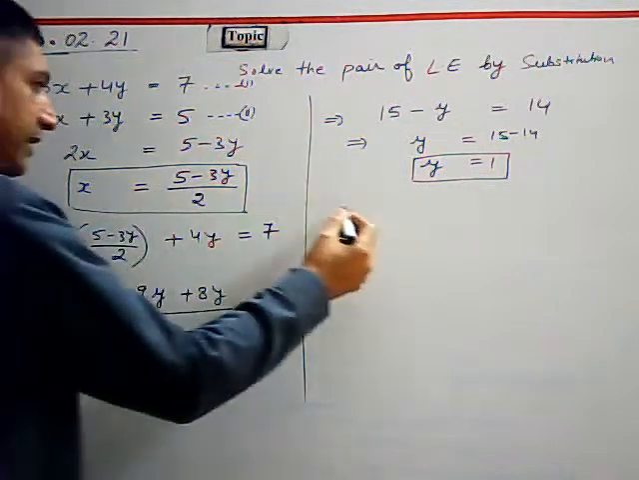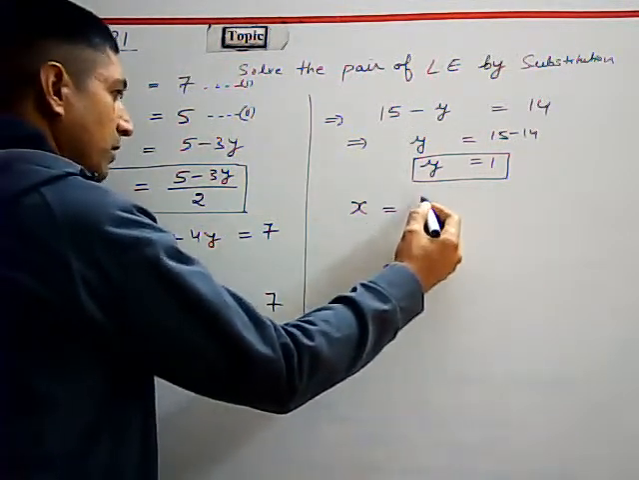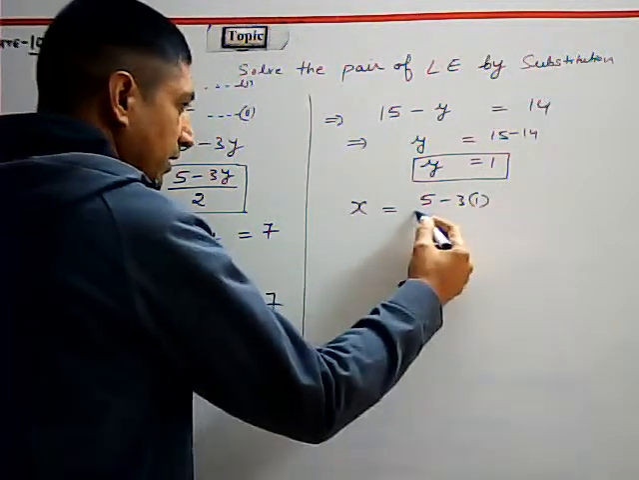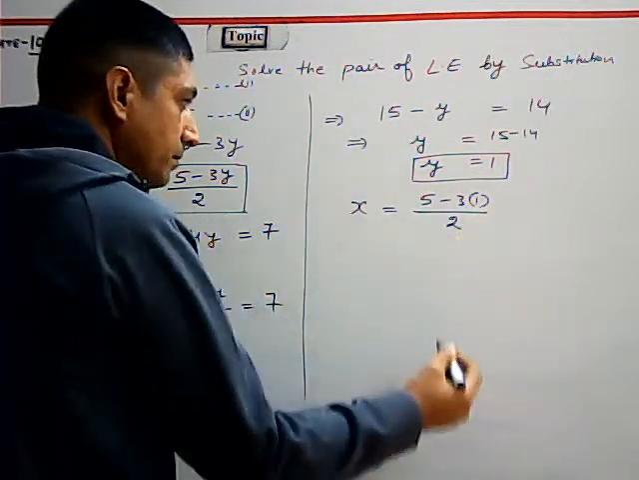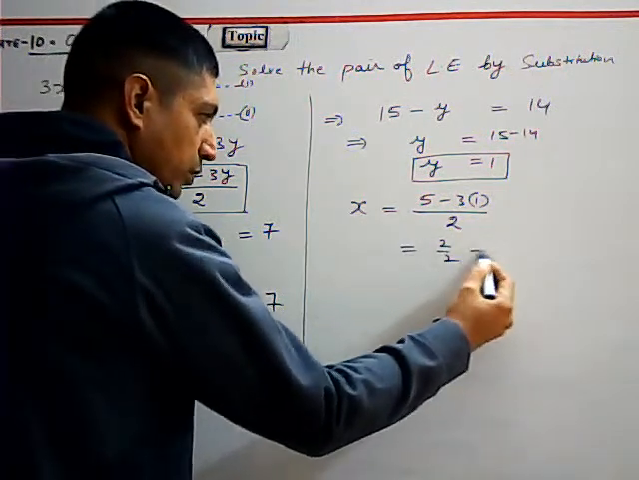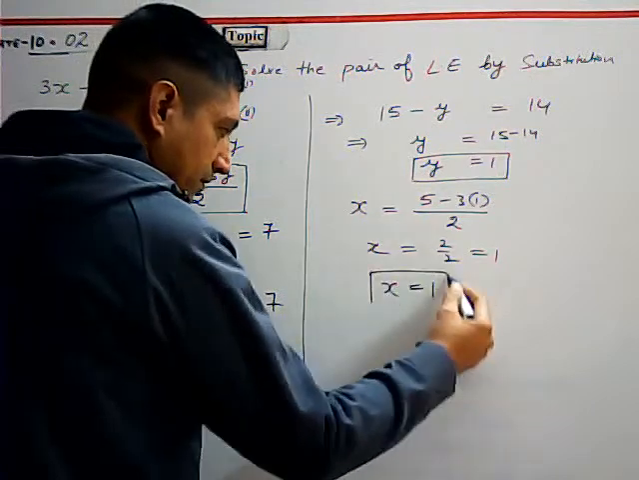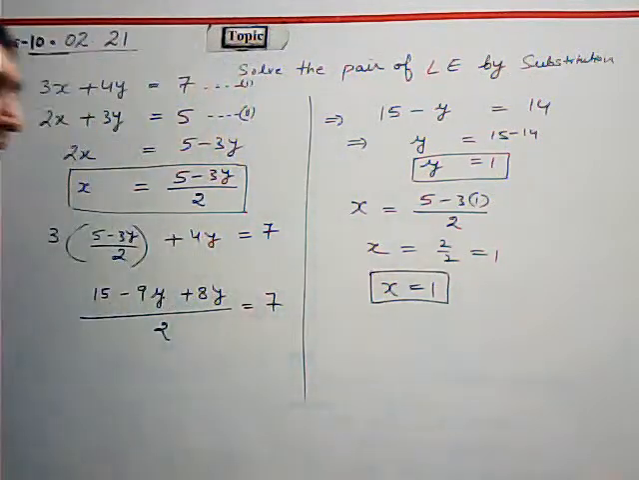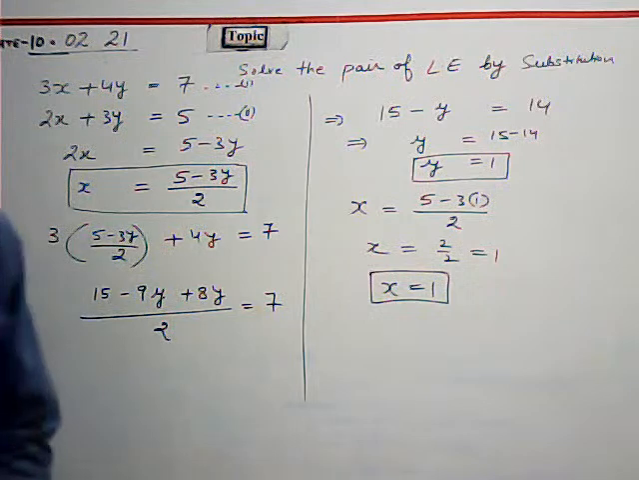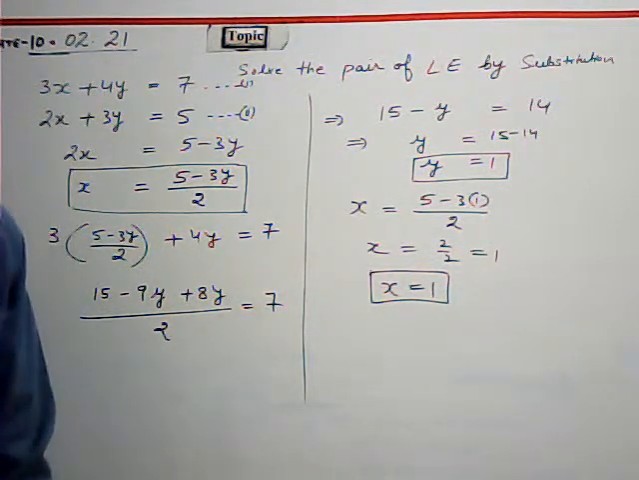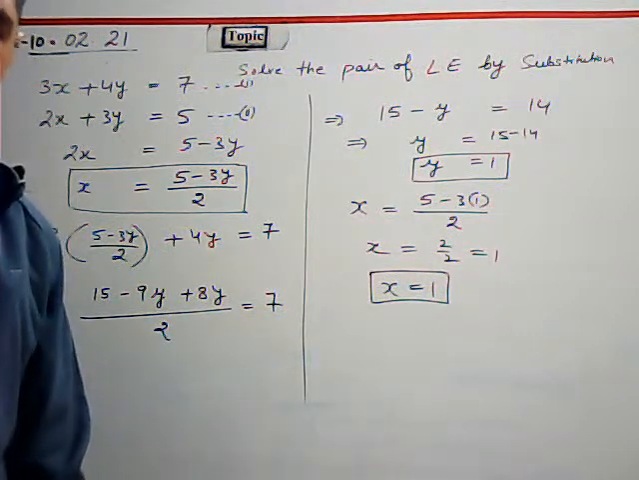x we can find, x is 5 minus 3y, y is 1, divided by 2 here. So here 2 upon 2 is equal to 1. So the value of x, that is also 1. So very right. So by substitution method, we have found the value of x is equal to 1 and y is equal to 1. Sahil Preet also very right.